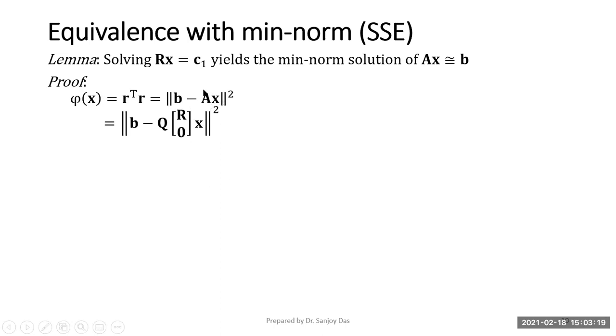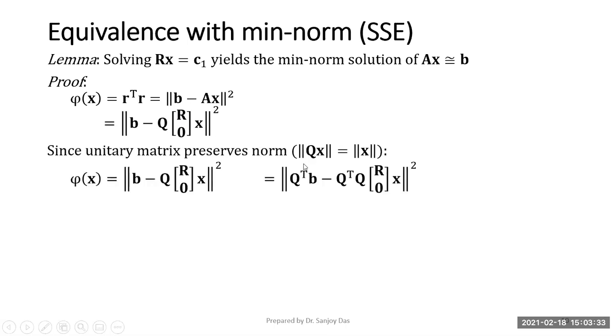Now, let me replace A with the full QR decomposition. So this is equal to the squared L2 norm of B minus full Q times R0 times X. Now, we know that unitary matrices preserve norms. So for any vector X, not just this vector, any vector X, the norm of Qx will be equal to the norm of X. We saw that as one of the properties of unitary matrices. Unitary matrices preserve the norm.